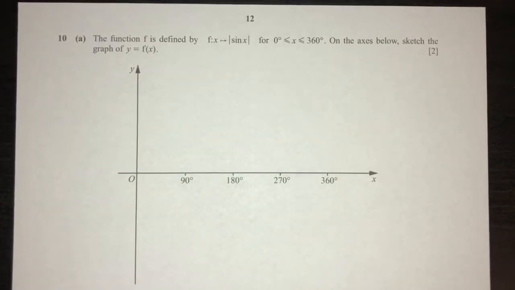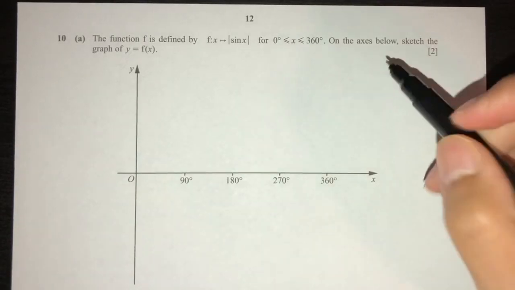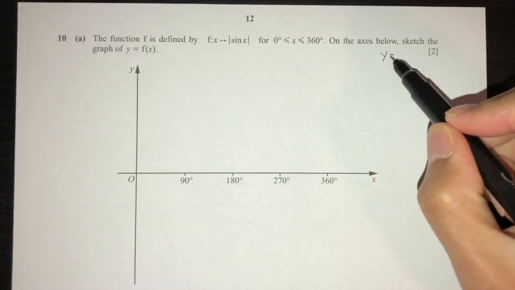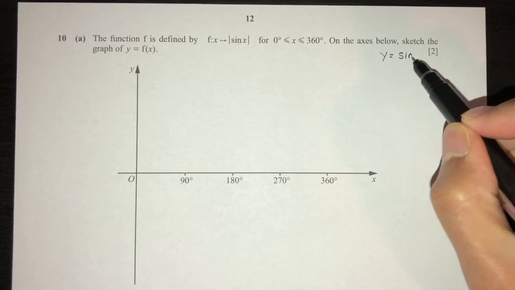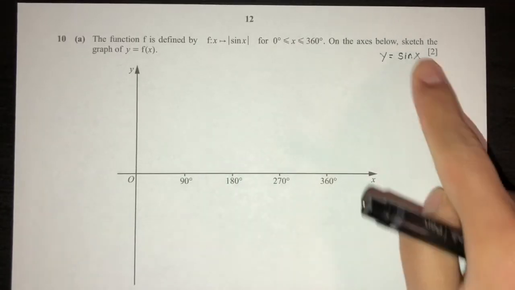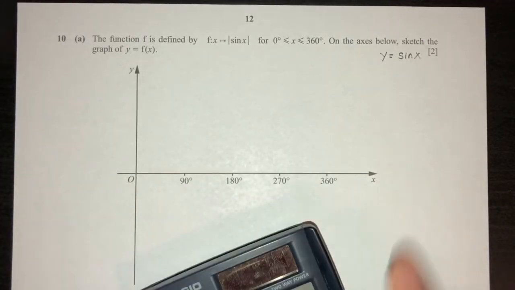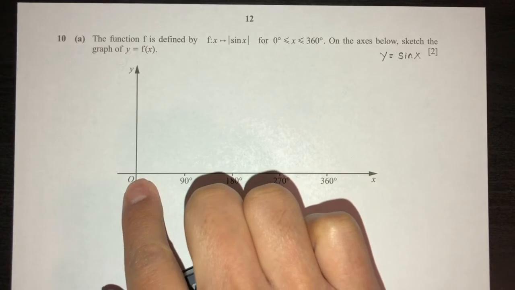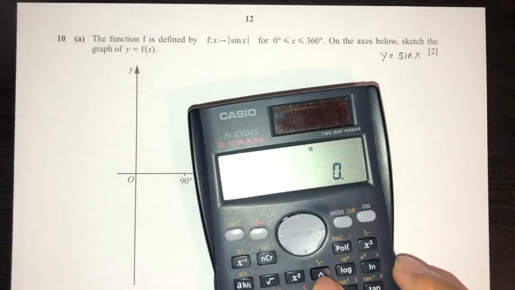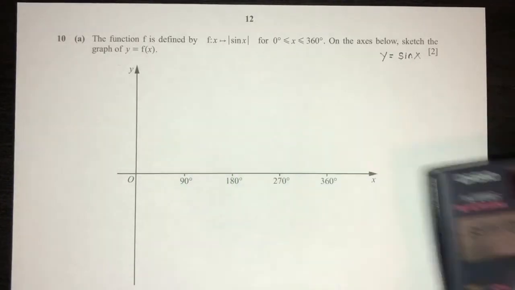Now, the thing I like to do is I like to first ignore the modulus. So I like to say let y is equal to sine of x. So let's first draw this graph, which is without the modulus. So pretty easy. As always, step by step. So first, let's plug in the value of x equal to 0. So you have sine of 0, that will be 0.